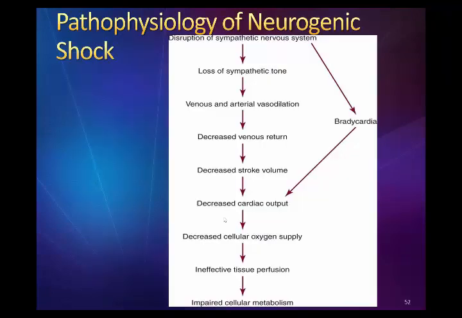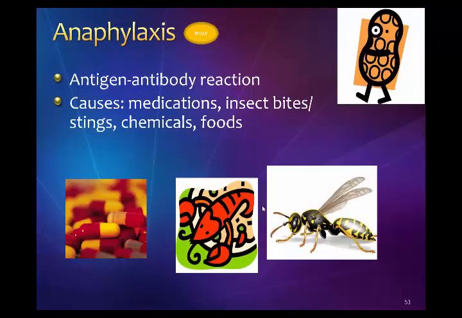Again, here's that picture showing up. So you can see the whole result of this one is loss of vascular tone, which causes vasodilatation, which decreases the return to the heart, which decreases stroke volume, cardiac output, and, of course, tissue perfusion and cellular metabolism. And you can see bradycardia also further decreases cardiac output. So, pretty simple one to keep in mind.